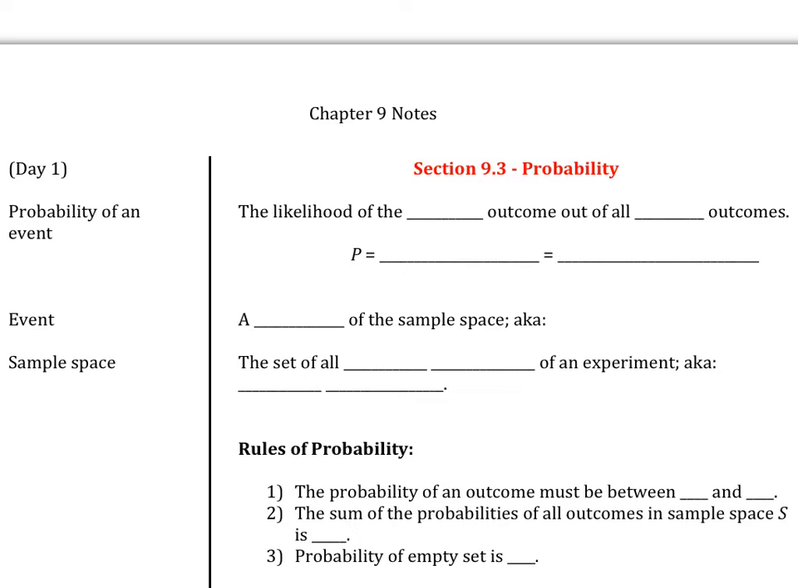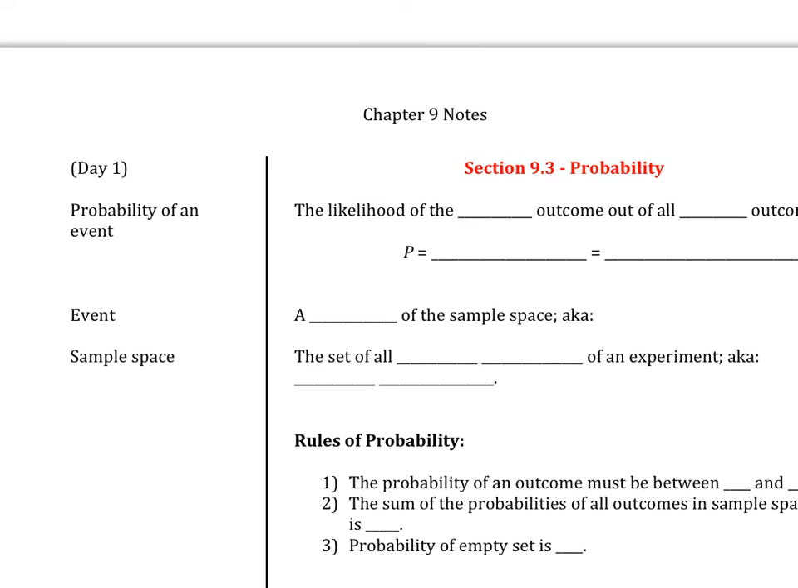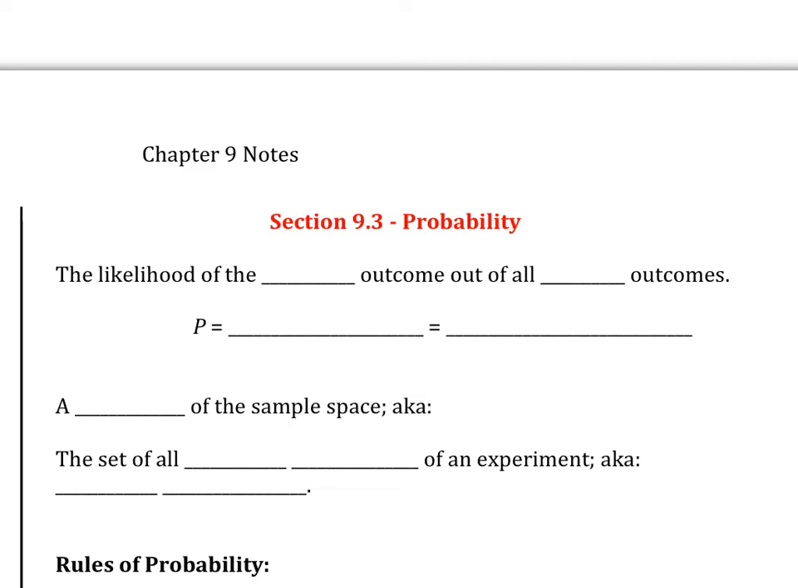Okay, so we spent a day talking about how to figure out the combinations, how many combinations something can happen, a process can happen. We are going to take that knowledge and go ahead and figure out probability. Now, probability of an event is basically the likelihood of the desired outcome out of all possible outcomes.